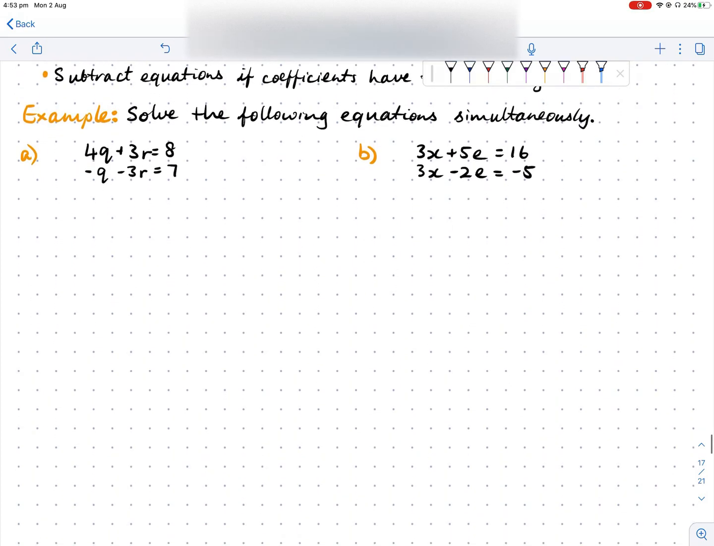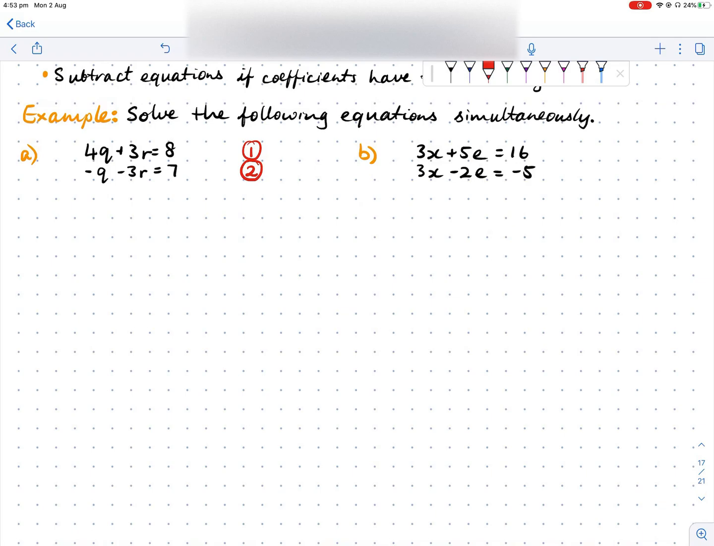So let's have a look at a couple of examples. With the first one, solving these equations, first thing that we're going to do is we're going to label them. So equation 1, equation 2. If you want, you can use A and B as well, or like I and II, Roman numerals. It's up to you what you want to use.